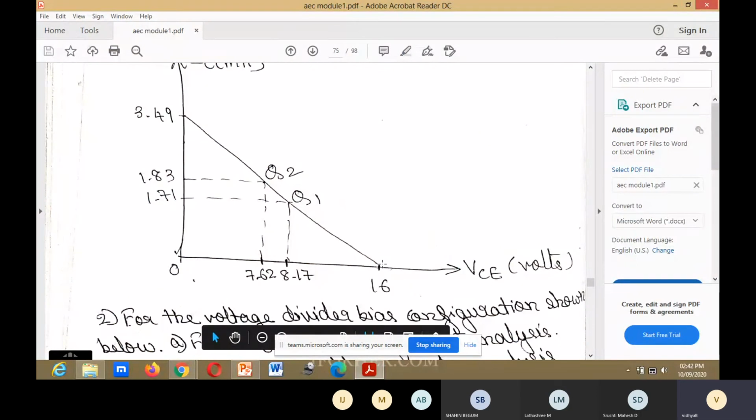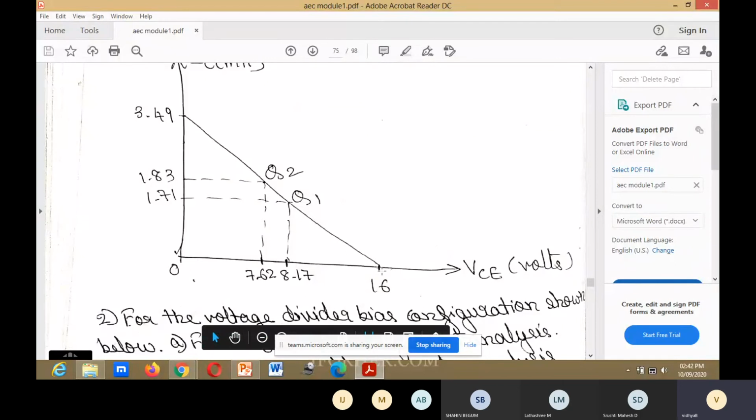To draw the DC load line, you need to consider two cases. First, use the collector-emitter loop equation. In that, first substitute IC is equal to 0. If you substitute, you'll get VCE is equal to VCC. That is the value.